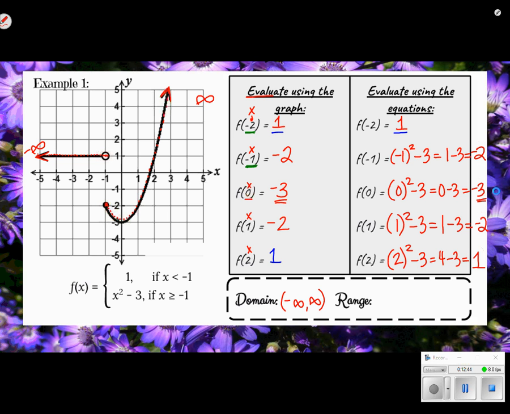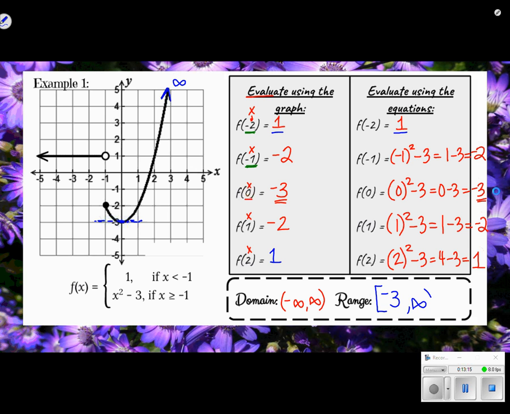All right, let's look at the range. So I'm going to erase this. How low does it go? Well, it looks like the lowest point is right here at that negative 3, right? It's not going any lower than that negative 3. So we're going to put a negative 3 here. And negative 3 gets a bracket. How far up does this function go? It goes up to positive infinity.